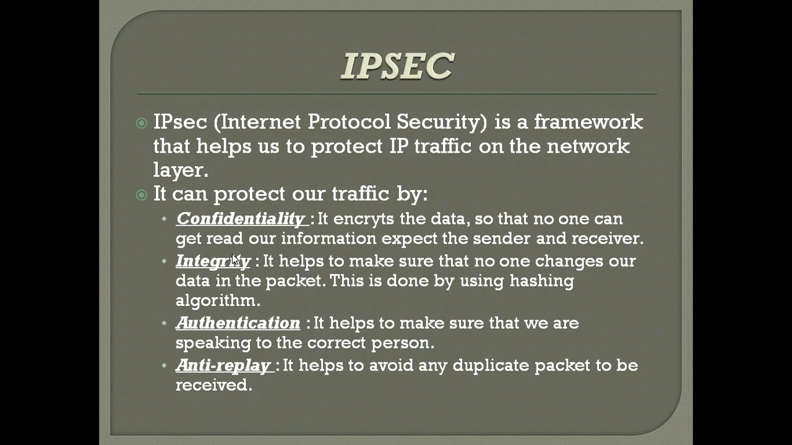Next is anti-replay. Anti-replay helps you avoid duplicate packets. Suppose router A and router B transmit a packet between each other. The third party hacker tries to get the packet and can't do anything with it, so what he does is try to duplicate it or send frequent copies of the same packet. In order to avoid that, anti-replay plays a role.